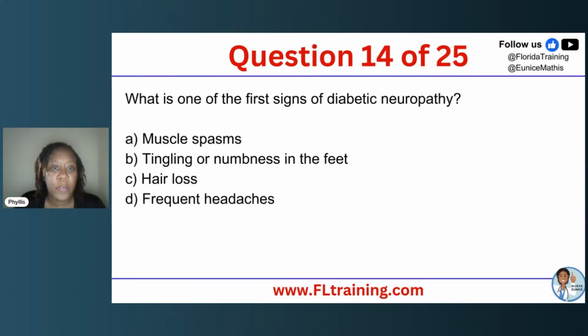What is one of the first signs of diabetic neuropathy? A, muscle spasms. B, tingling or numbness in the feet. C, hair loss. D, frequent headaches.